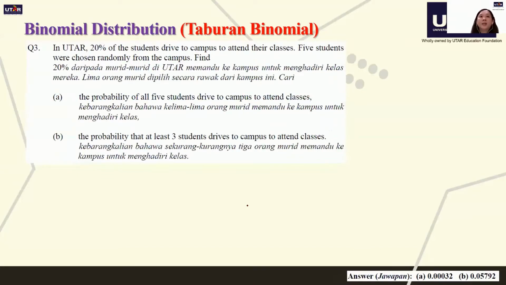Now let's look at question 3 here. We have the probability that 20% of the students drive to campus for their class. Now I take 5 students, so n is given as 5, and p is 20%, which means 0.2. So you have n and p given again. I will say that this follows a binomial distribution.